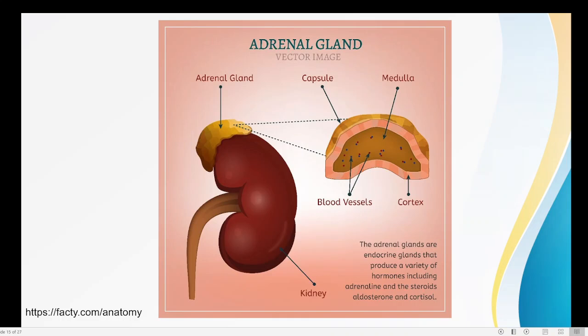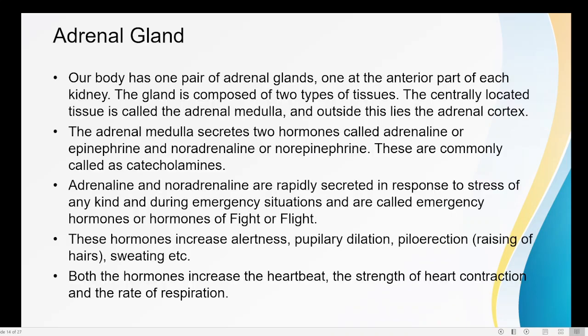Here you can see the position of the adrenal gland. This is the kidney, and on the anterior side, on top of the kidney, you can find just like a cap. You can see that the adrenal gland is situated there, and the gland is composed of two types of tissue. The centrally located tissue is called adrenal medulla, and the outer tissue constitutes the adrenal cortex.